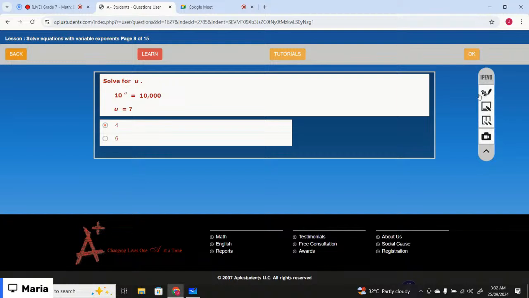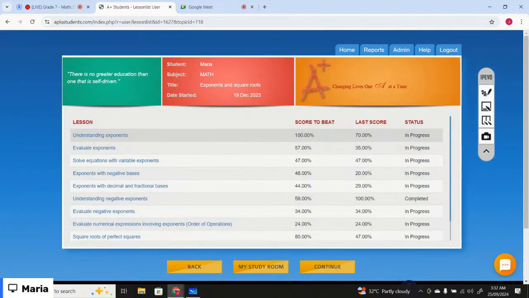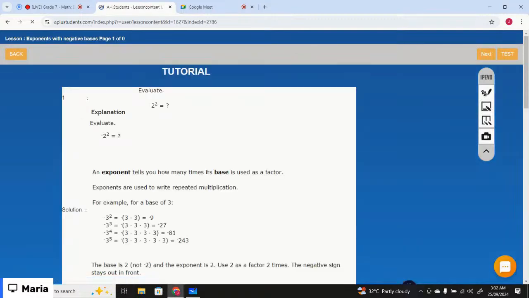Okay, you can complete the lesson by yourself later today. Let me just move on to the next lesson. The next lesson is exponents with negative bases. So let's just start with the next lesson.